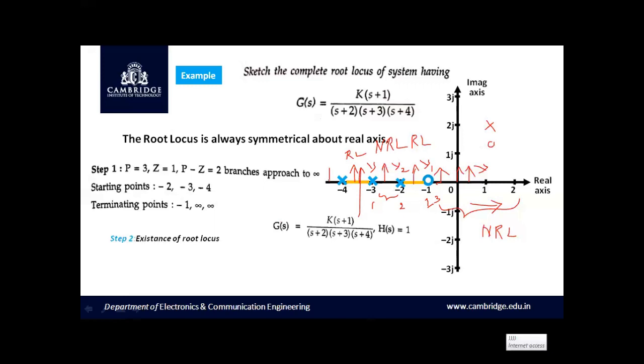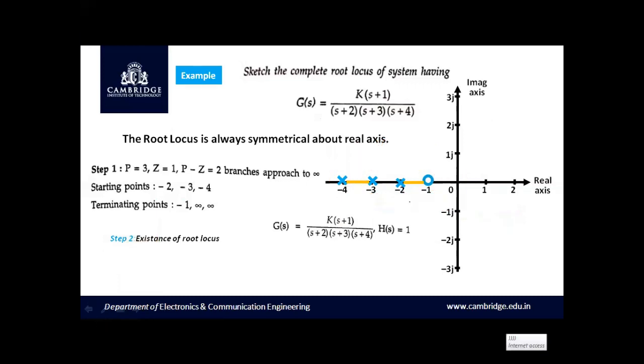Now let me choose a point here. Look towards the right and I can make the count as 1, 2, 3 and 4. Therefore, root locus does not exist towards the left of an even number of poles and zeros. So I can write here as NRL.